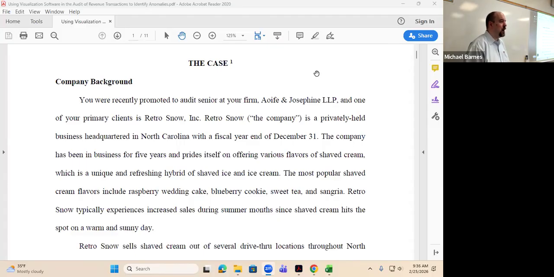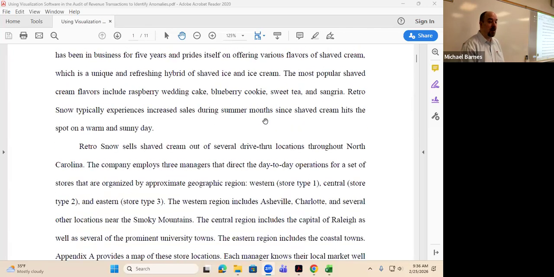So what are the things we're going to talk about in auditing today? Well, we talked about whether a raspberry wedding cake was a real thing or not. I think it's supposed to be raspberry comma wedding cake. Oh, maybe it's like a blueberry cookie, sweet tea, and sangria. Sangria actually sounds pretty interesting. I've got to imagine it's probably not alcoholic sangria, but anyway. They hit the spot on a warm and sunny day, which is an interesting statement to make.